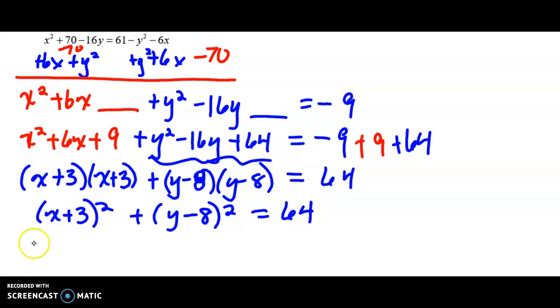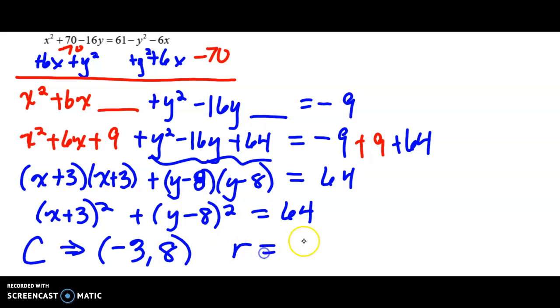And then we can easily see that the center would be negative 3, 8, and the radius is 8. You can find the area by doing pi r squared, and you can find the circumference by doing 2 pi r. Again, I think on the activity you're going to do today, it's going to ask you when you find the area and the circumference to round to the nearest tenth, which is fine. Just use your pi key on your calculator for pi.